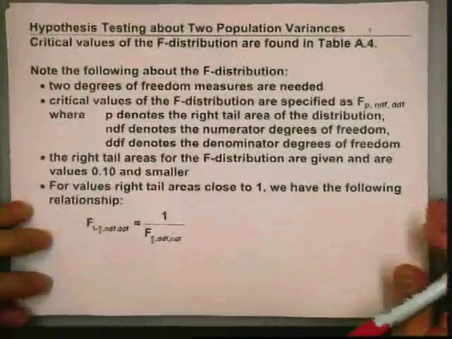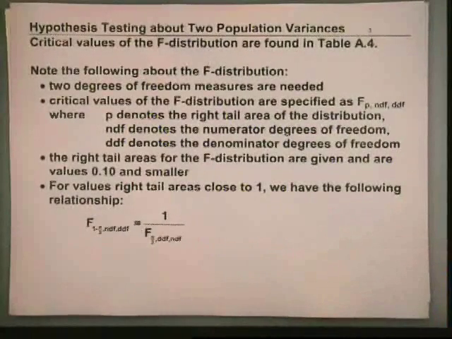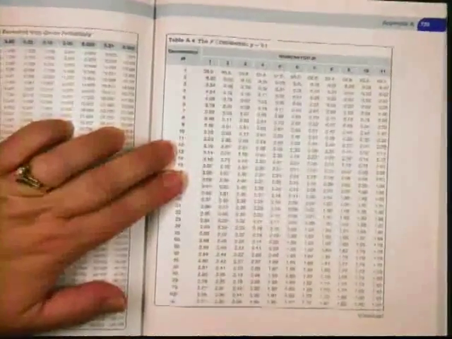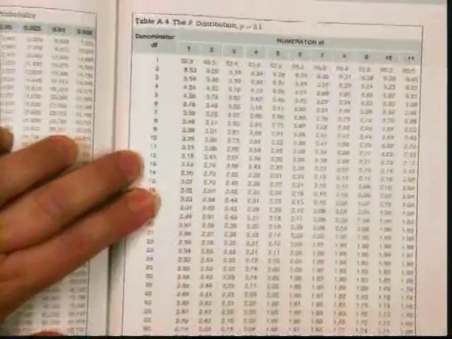Critical values of the F distribution are found in Table A4 in your text. The F table goes across several pages, and if you change textbooks or reference materials, the format of the F table can change. So we'll discuss it as we see it in our Freund, Wilson, and Moore textbook, third edition, Table A4.